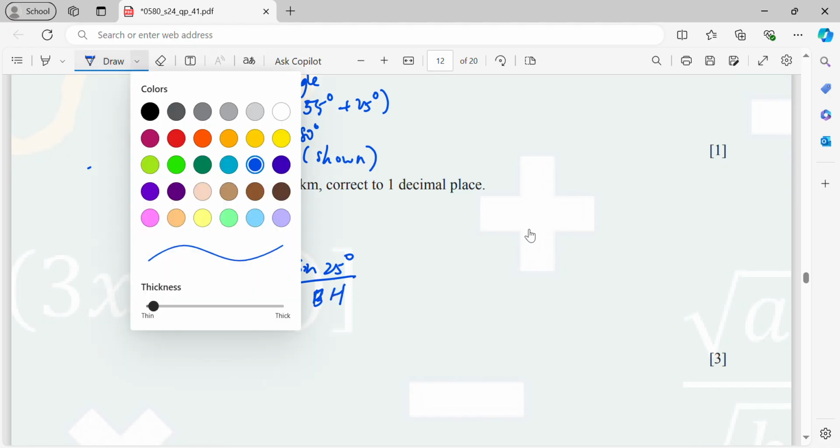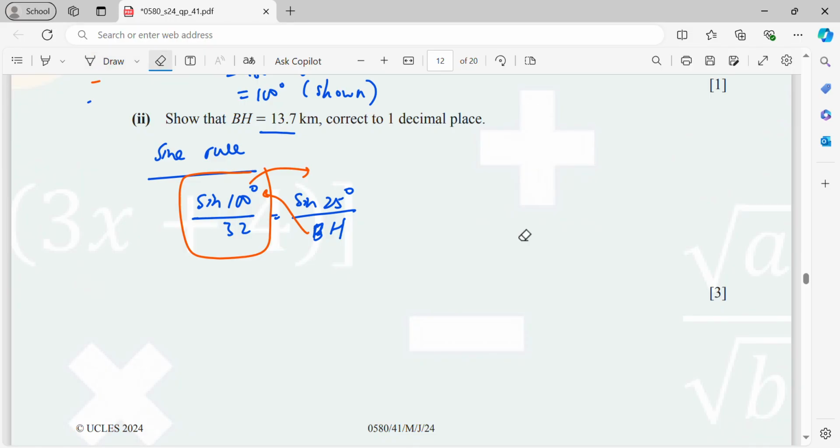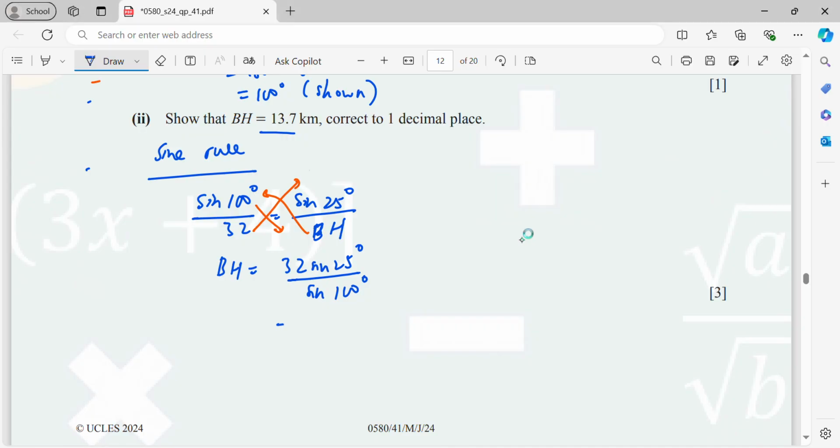So now to get BH, I will move up. Then this whole term, I move to the other side. So you have to swap, right? This 32 move up, this sine 100 move down. So then I will get BH equals 32 sine 25 degrees over sine 100 degrees. Then here you will be getting 13.73 kilometers, but it's mentioned one decimal place, so it will be 13.7 kilometers. So we have shown this.